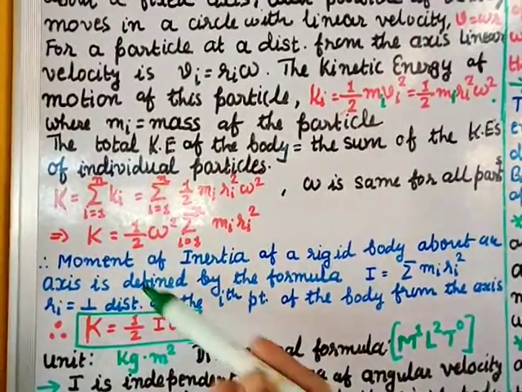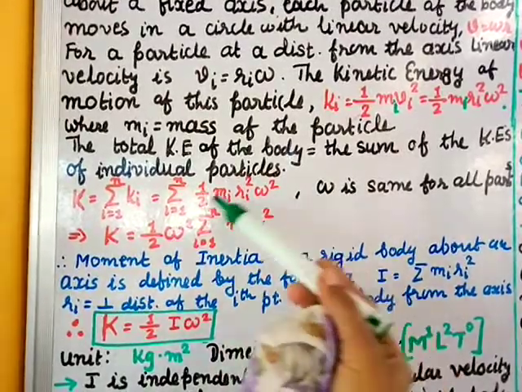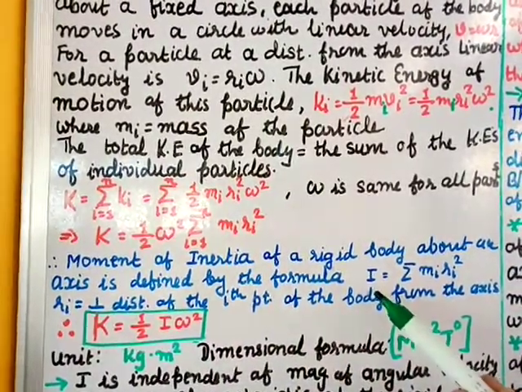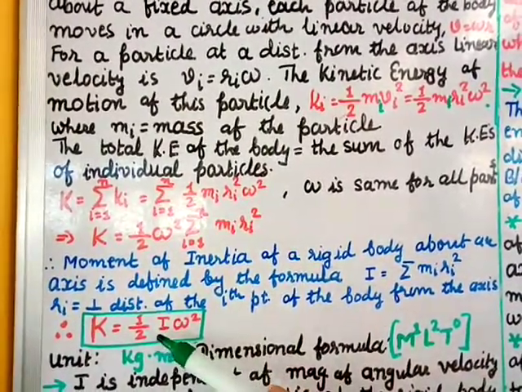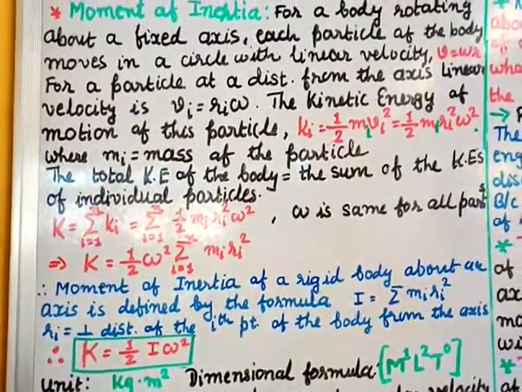So we can write this kinetic energy K equal to 1 by 2 omega square as it is, and this quantity is moment of inertia, capital I. So K equals 1 by 2 I omega square. This is the definition of moment of inertia.